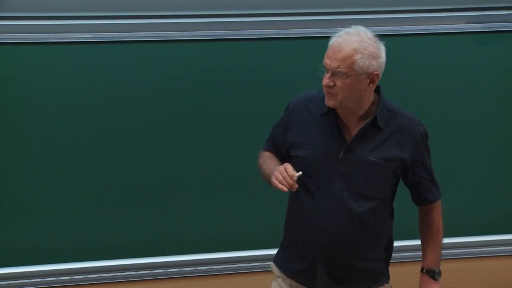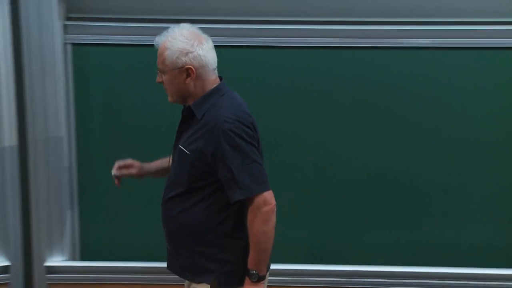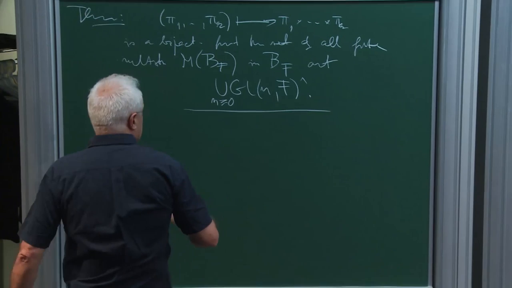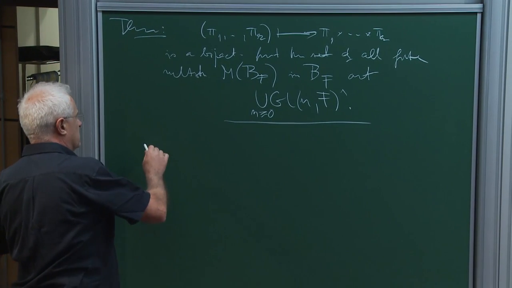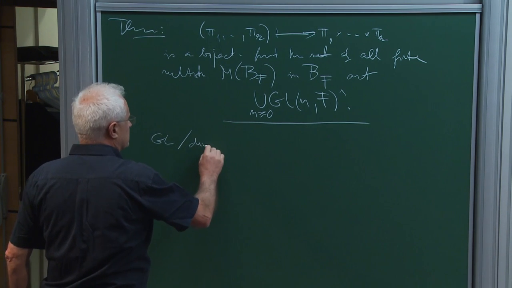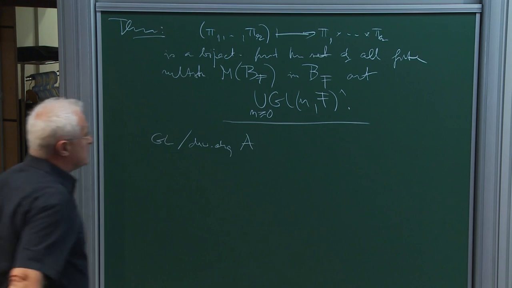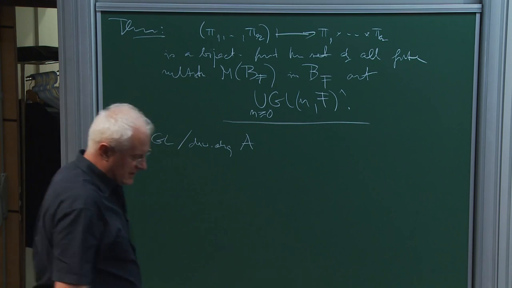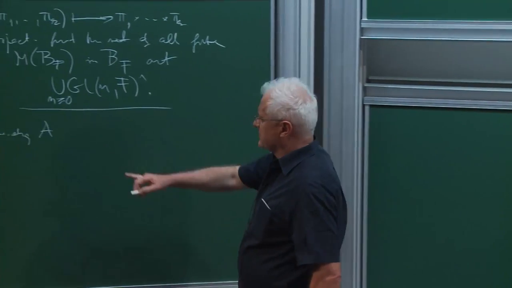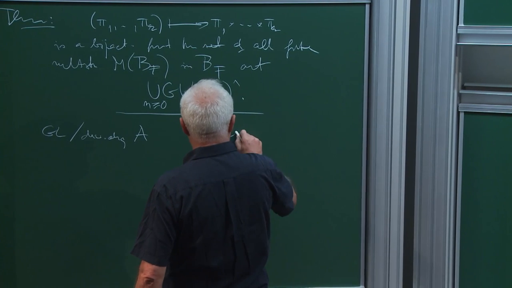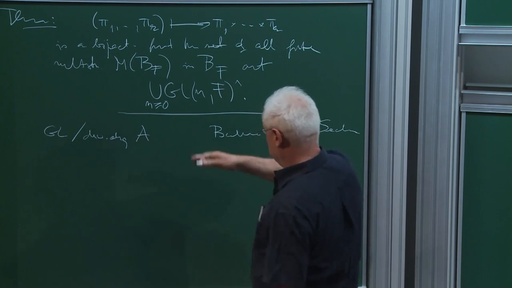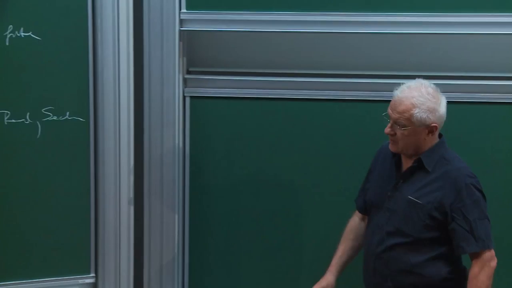But let me maybe first tell one additional thing. This theorem also applies to GL over division algebras. This was proved somewhere in 1984, beginning of 84. This case was proved by Badulescu, Renard, and Secher about 20 years later after this.